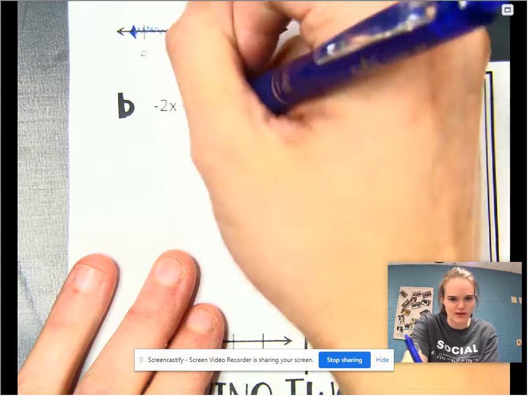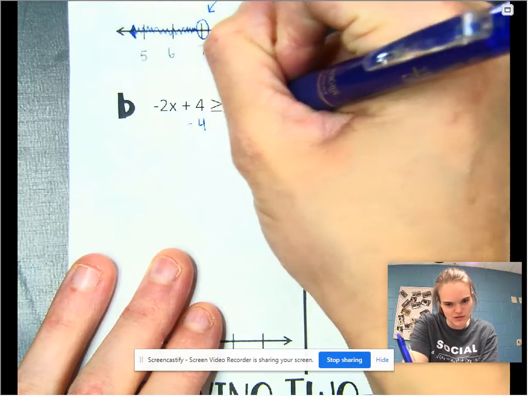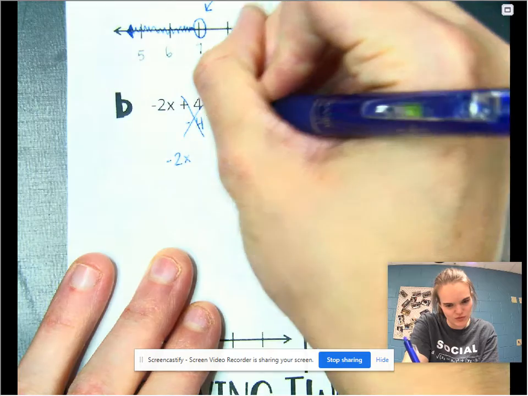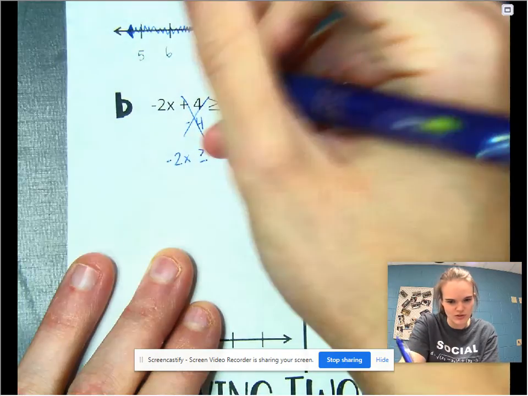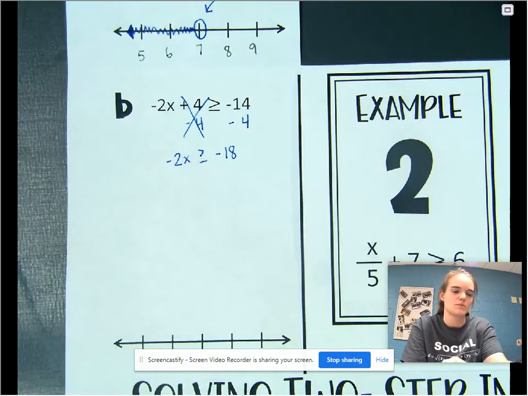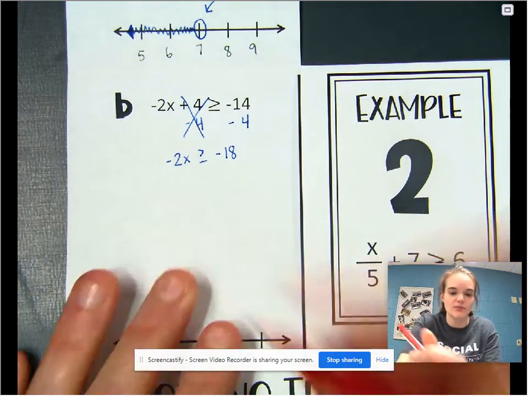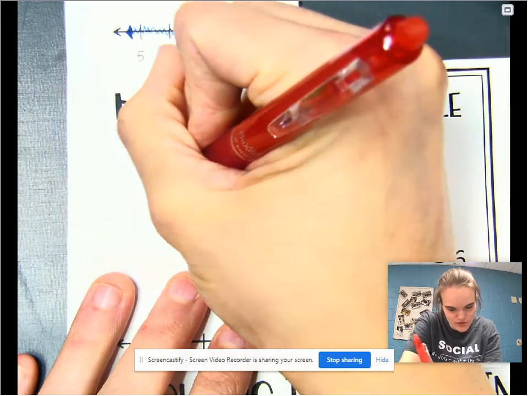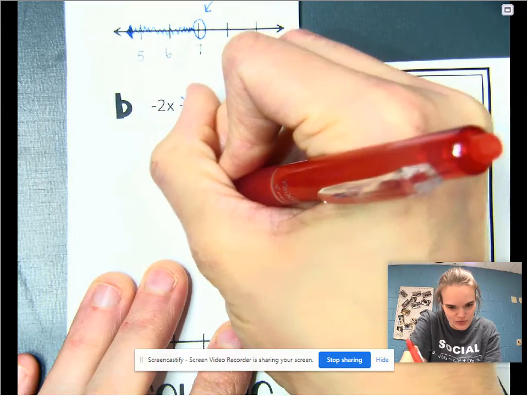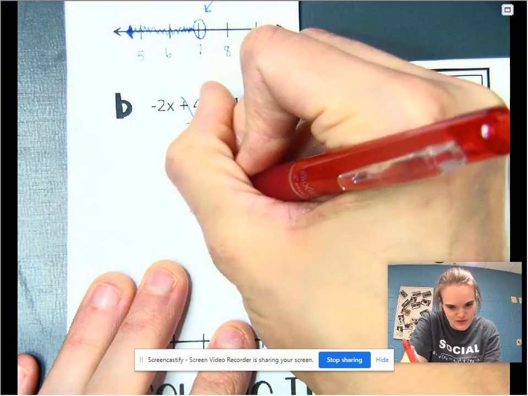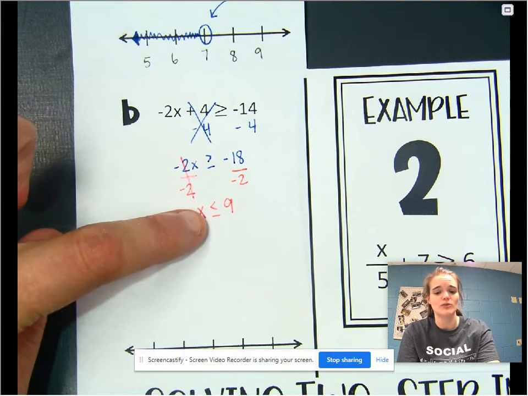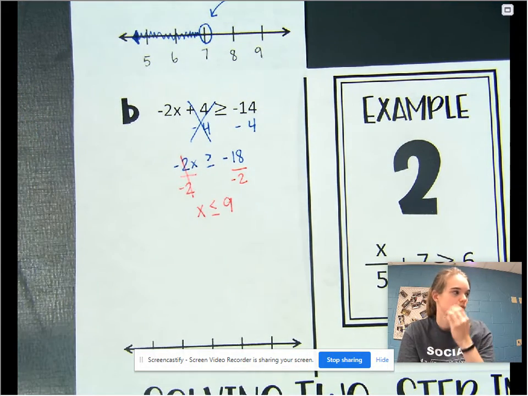Okay, just like before, I'm going to subtract 4. So negative 2x greater than or equal to negative 18. I'm going to divide by negative. You need to remember, if you multiply or divide by a negative number, the inequality symbol flips. Do not forget that. If you multiply or divide by a negative number, the inequality symbol flips. Okay?